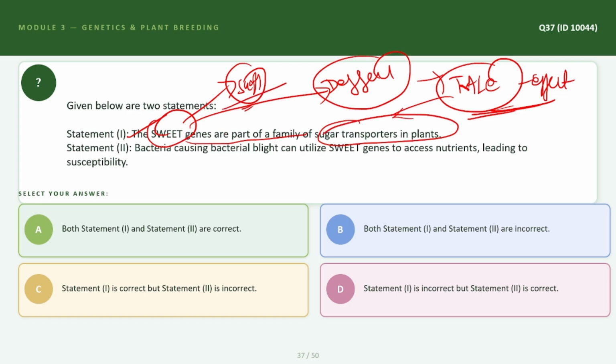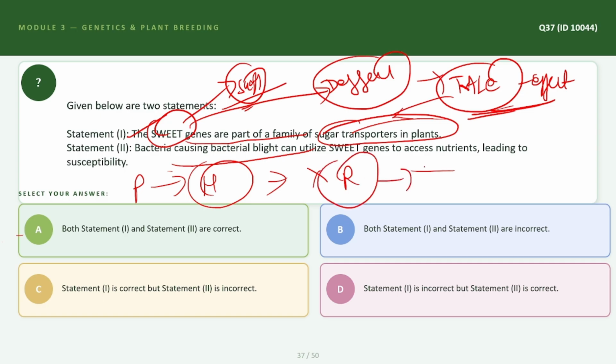It is related to sugar, but the tail factor present in this transporter is recognized by the pathogen, then it leads to susceptibility of the host. Please read this paper and how your resistant genes for bacterial blight are related to this mechanism.